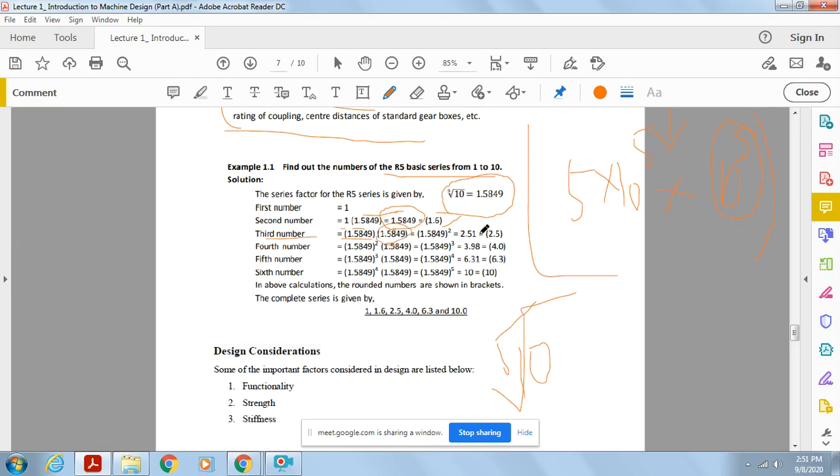This way, when you get the third number, you can get the fourth number. The fourth number will be the third number into the stepping ratio. The fifth number will be the fourth number into the stepping ratio. The sixth number will be the fifth number into the stepping ratio. The seventh number will be the sixth number into the stepping ratio. This way you ultimately reach 10. So within 1 to 10 the desired sizes are 1, 1.6, 2.5, 4. These are the standard sizes that may be available in the market.